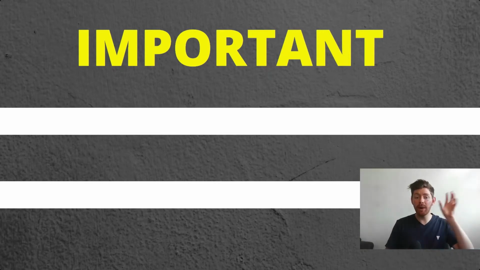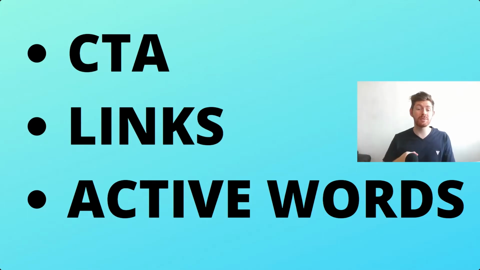So if you have a very powerful subject line, and in your first 2 lines you also put some calls to action, maybe a link or some very important information, then people are more likely to open up your emails. So the things you need to keep inside of your subject line and the first 2 lines would be something like CTAs, calls to action, links, and active words.